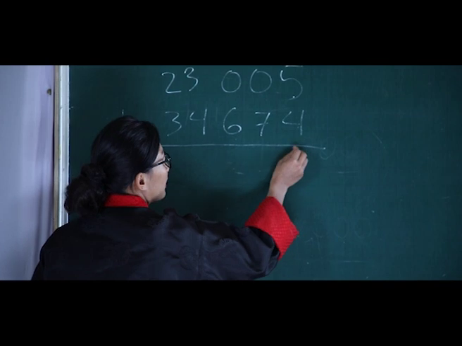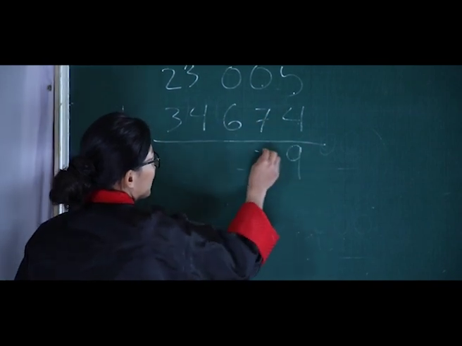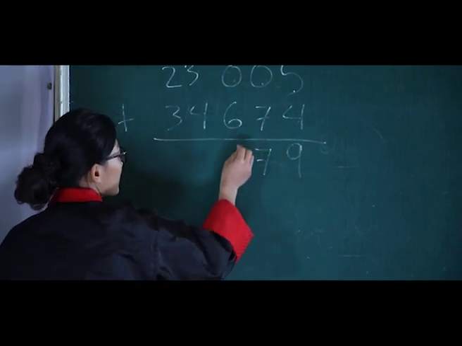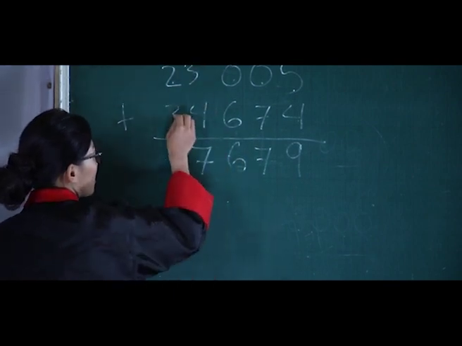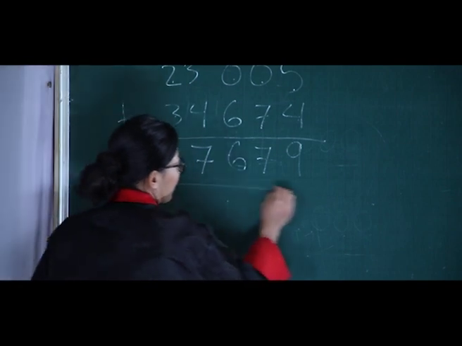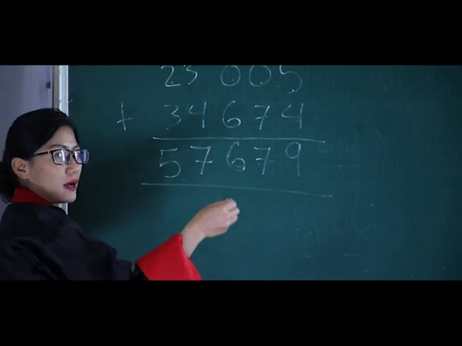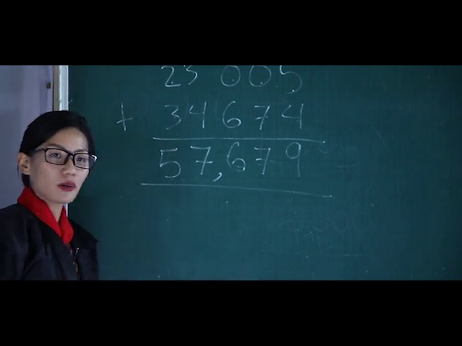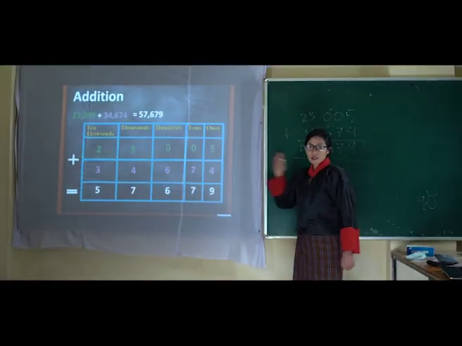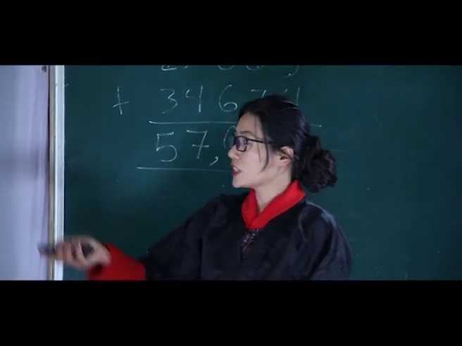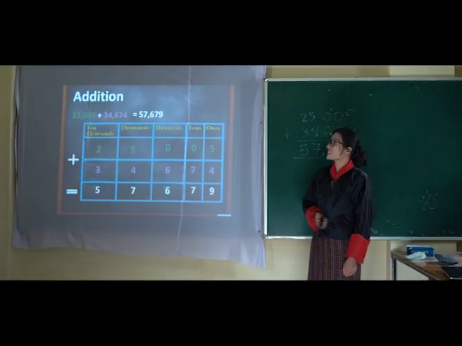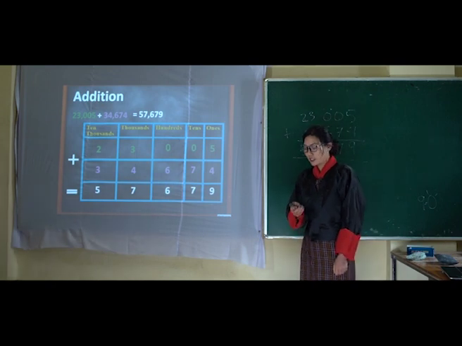5 plus 4, 9. 0 plus 7, 7. 0 plus 6, 6. 3 plus 4, 7. 2 plus 3, 5. In your sum, just add a comma. Did we get the same answer? Yes, we did, right? So the sum of these two numbers is 57,679. Let us look at the subtraction of 5-digit numbers now.